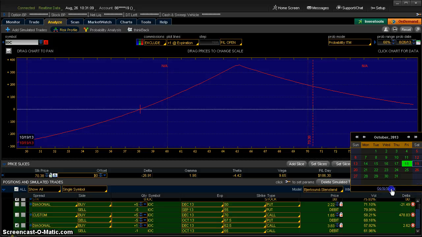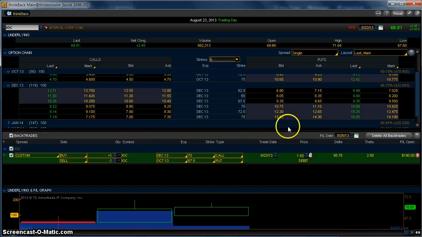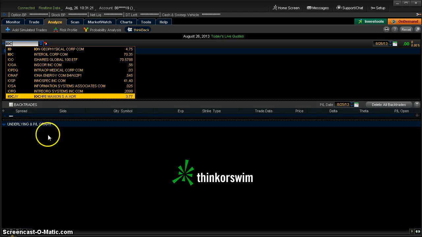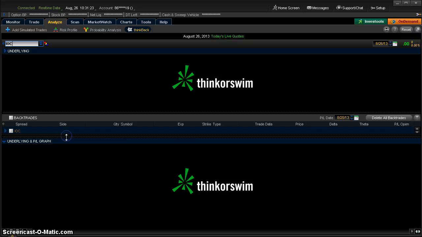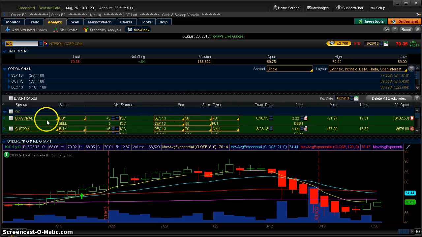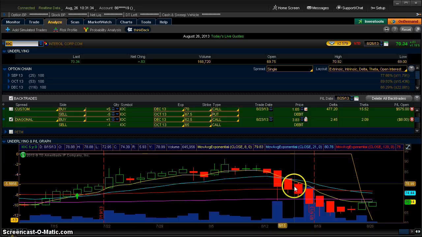And again, the thinkBack. I'm sorry, thinkBack right there. Notice there's no trades down here. So I'll scroll down to find that one. We're just working on that one. And then it puts it on the chart.